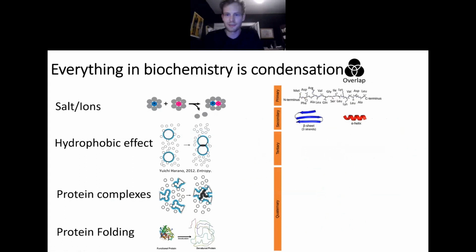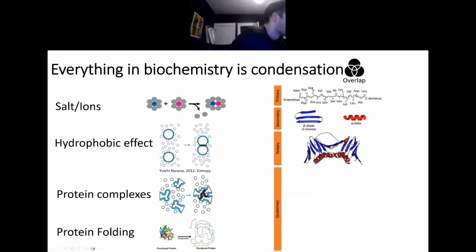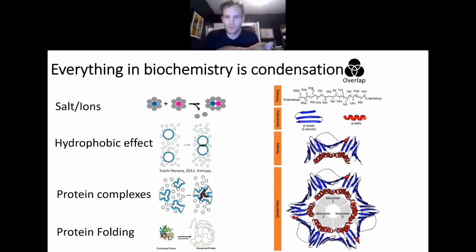And then as secondary structure comes together in tertiary structure, that continues the same as well, where you're now releasing the water molecules that are on the faces. And when you come together to form a quaternary complex, same thing as well. The interfaces between them are releasing, you're pushing the water molecules out.